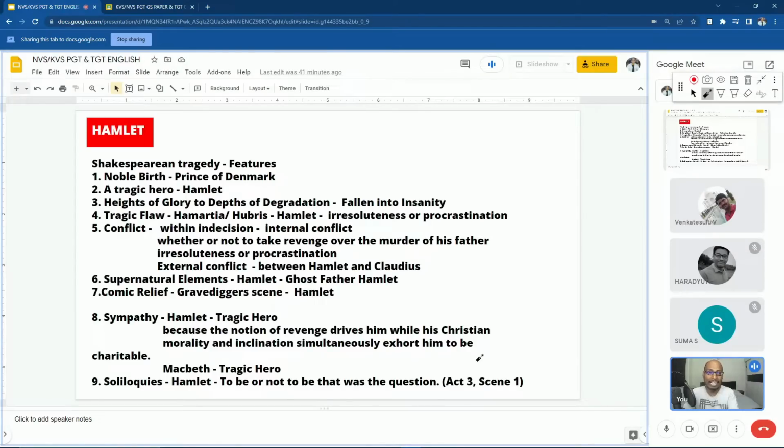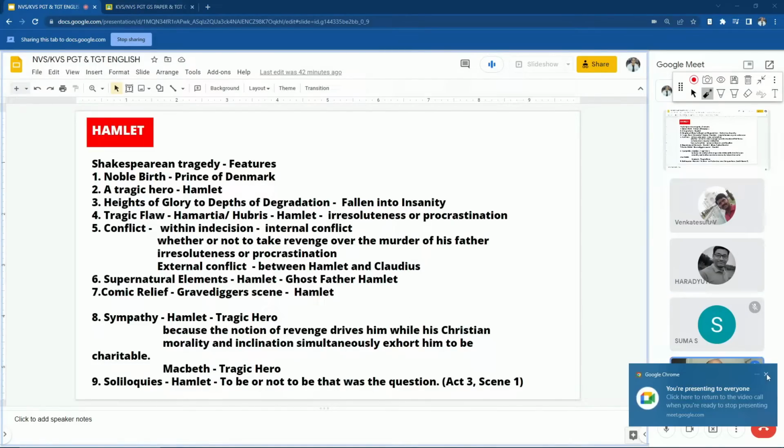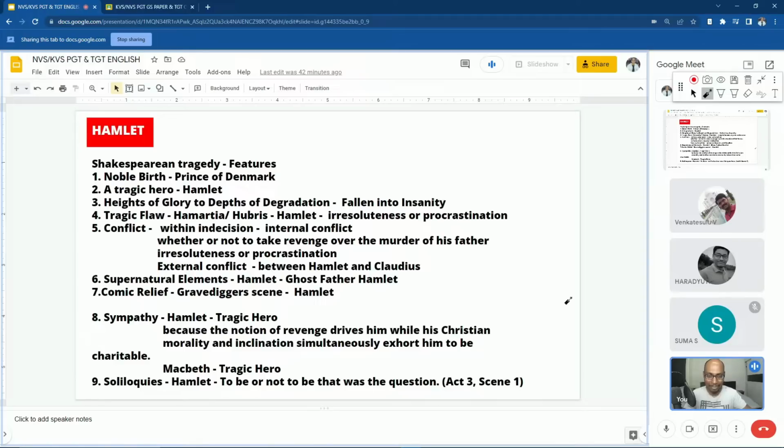So that creates some kind of confusion in the mind, because the notion of revenge drives Hamlet and his Christian morality and inclination simultaneously exhausts him. There will be a conflict between within and without. In the same way, there are so many people who don't want to take dowry and so many people who will take dowry. So that depends upon person to person. Correct, Ghoshji? Yes, sir. So that evokes sympathy. I had not taken dowry, so I can tell you.